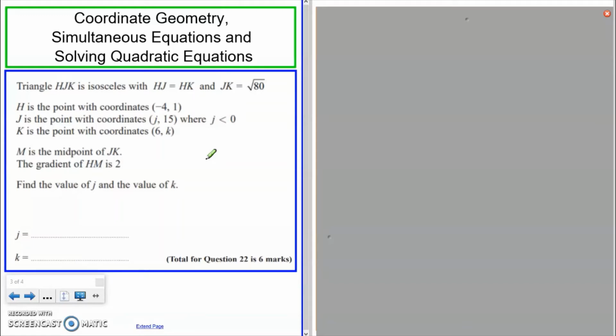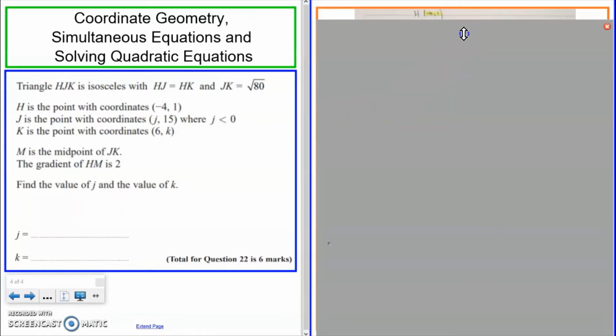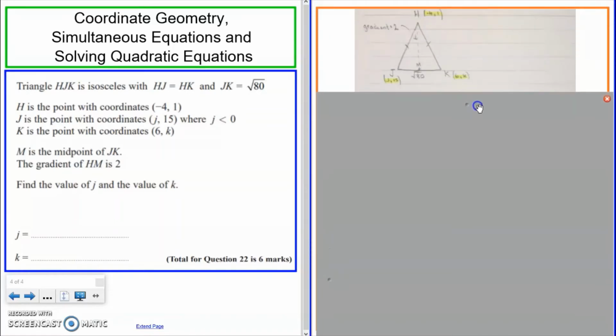Okay, welcome back to the video. Let's have a look at how I have approached this question. Okay, so the first thing I've done is I've took the information that the question has given me and I have added it to a diagram. So I know the coordinates of J, I know the coordinates of K and H. I'm also told I'm dealing with an isosceles triangle. And then I'm also told M is the midpoint of JK and the gradient of HM is 2.